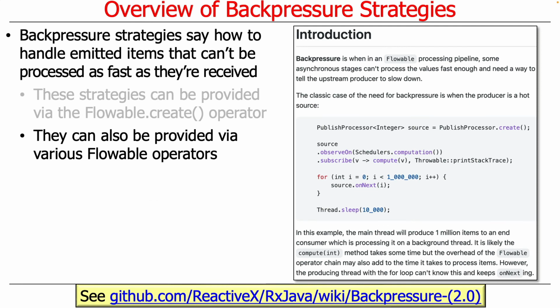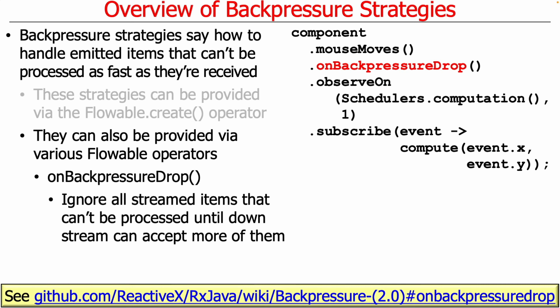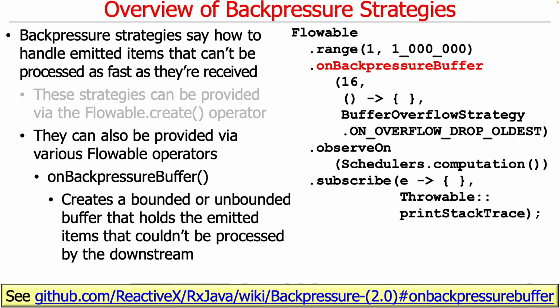And you can also have Flowable operators, which we'll talk about briefly. What you can do here is if you have the onBackpressureDrop method, then that goes ahead and tells the downstream to ignore all the items that can't be processed until there's room in the buffers to do them. So in this case, we're going to basically do something with mouse moves, but we're going to drop stuff if they come in too quickly.